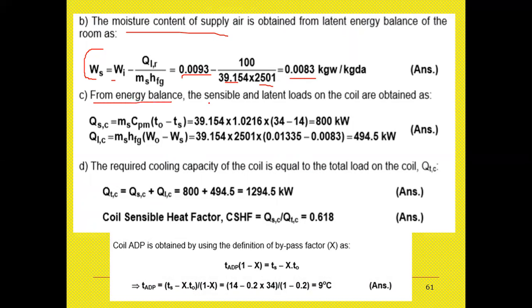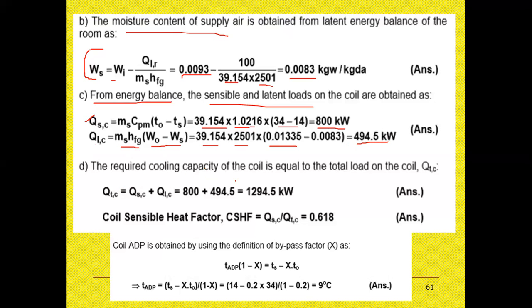Next is C. From the energy balance, the sensible and latent loads on the coil: QSC is equal to Ms Cpm (T0 minus Ts), so Ms into Cpm into (34 minus 14), that is 800 kilowatts. And QLC is equal to Ms into Hfg (W0 minus Ws). So the value of W0 minus Ws gives 494.5.